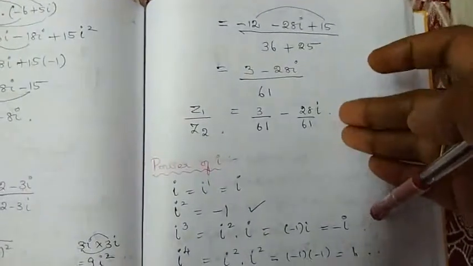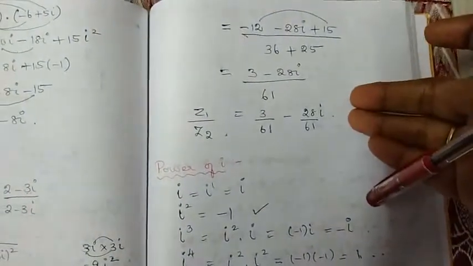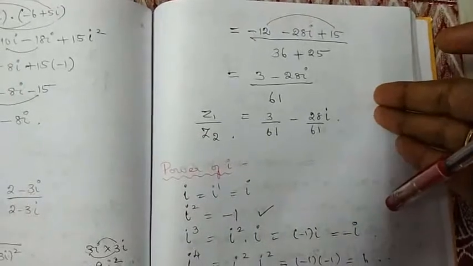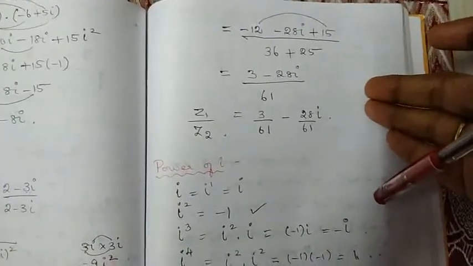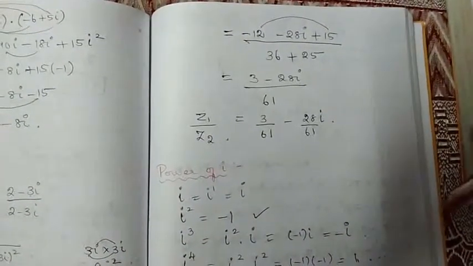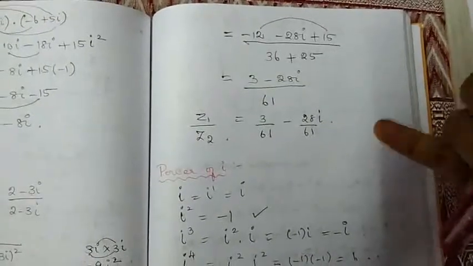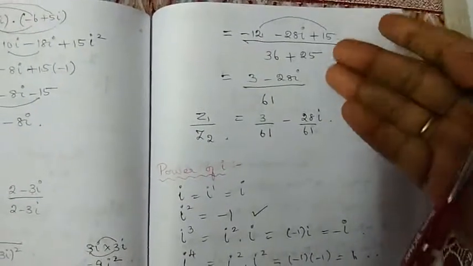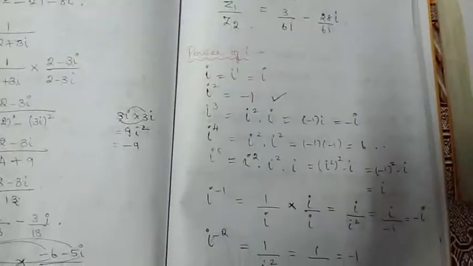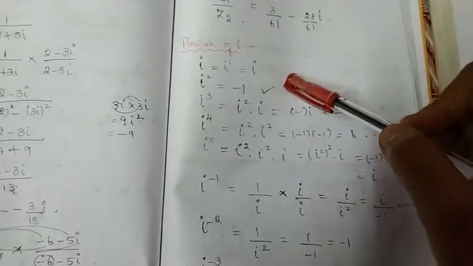So as of now, we have seen what is meant by a complex number, what is the representation of a complex number, how to represent it. Then we have seen algebra of complex numbers like addition of two complex numbers, subtraction, multiplication and division. Next we are going to see powers of i. What is meant by powers of i?